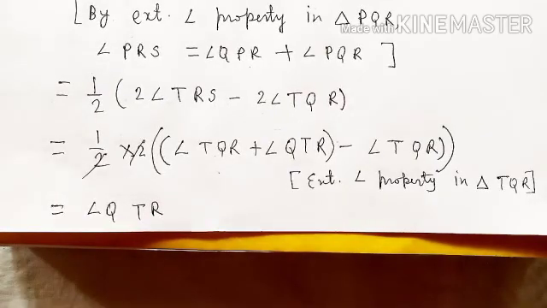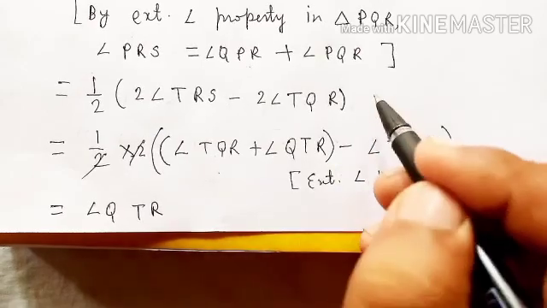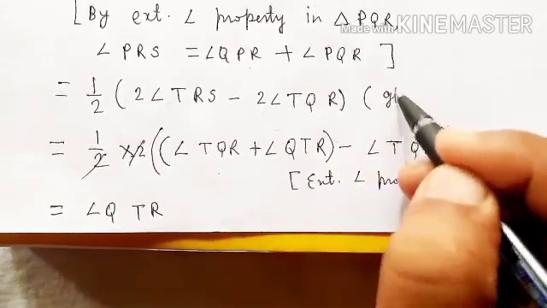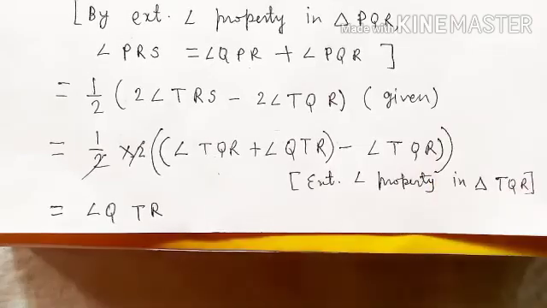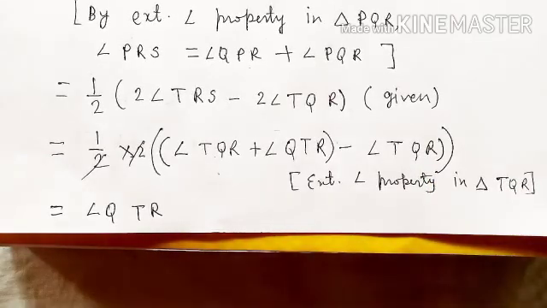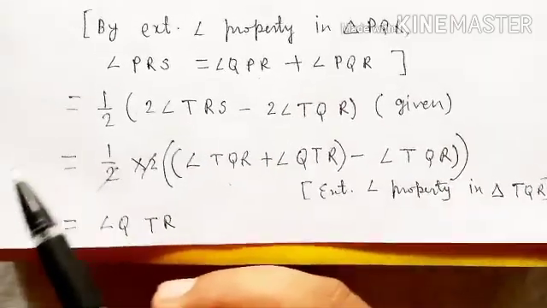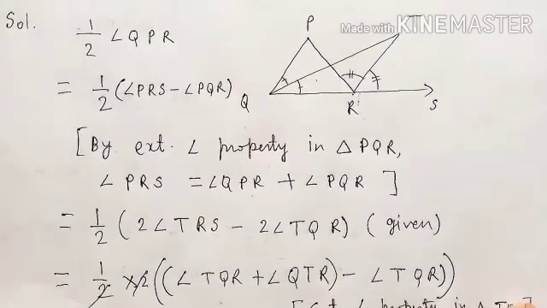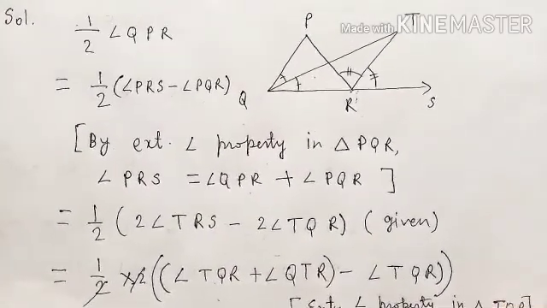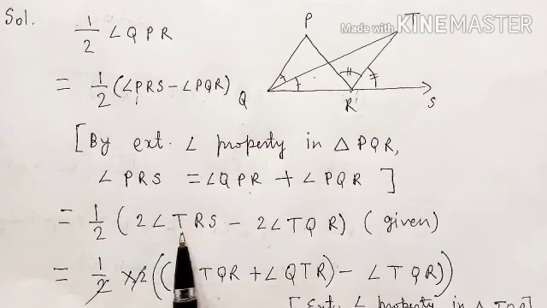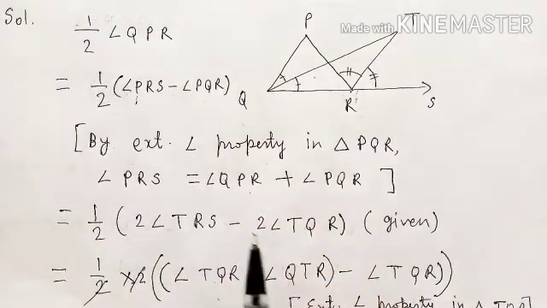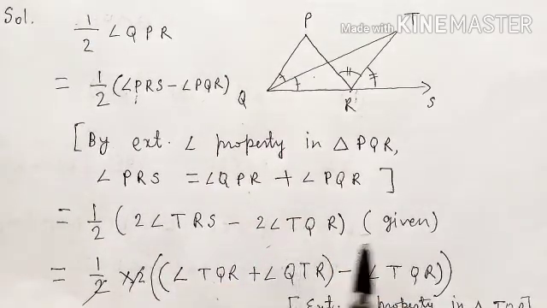That's all in the chapter lines and angles. You must write the reason of each step. So here, angle PRS is equal to 2 angle TRS. Why? And angle PQR is equal to 2 angle TQR. Why? Because they are given.